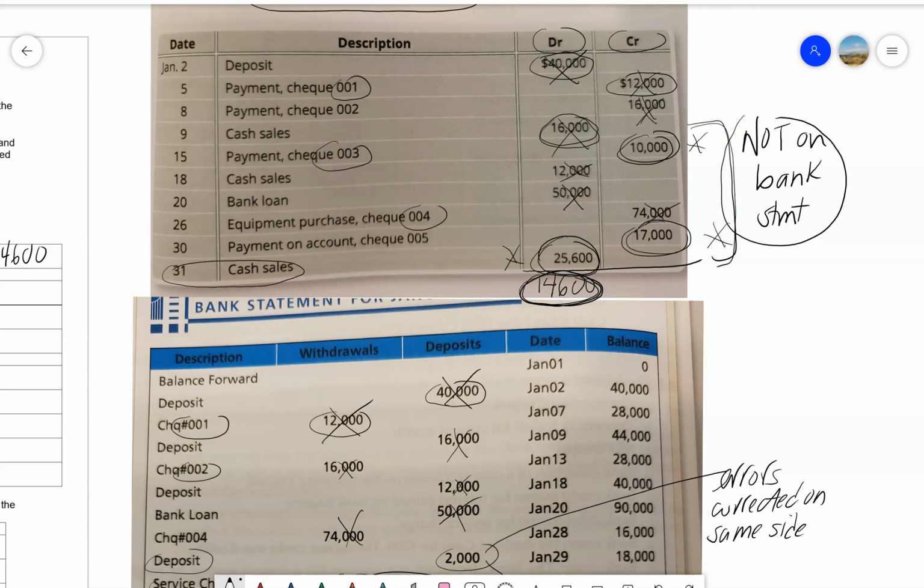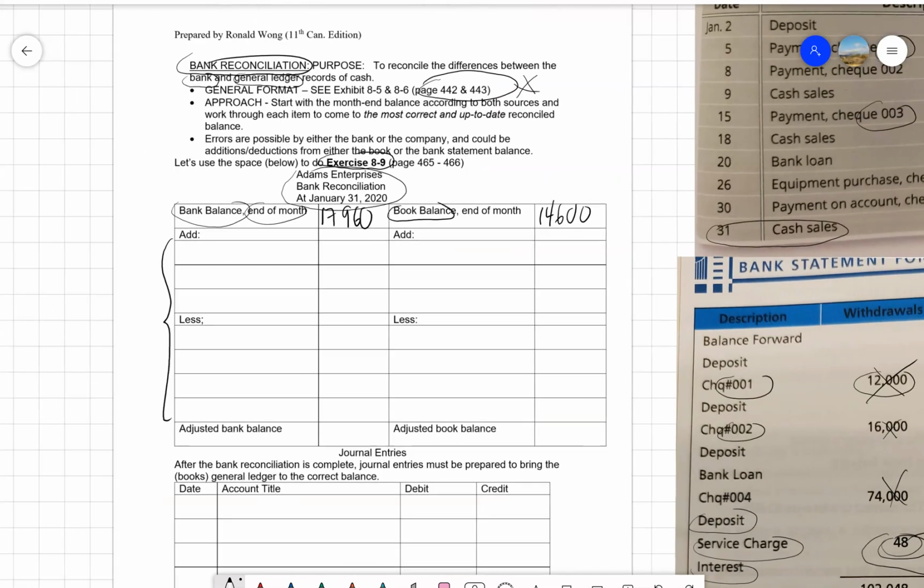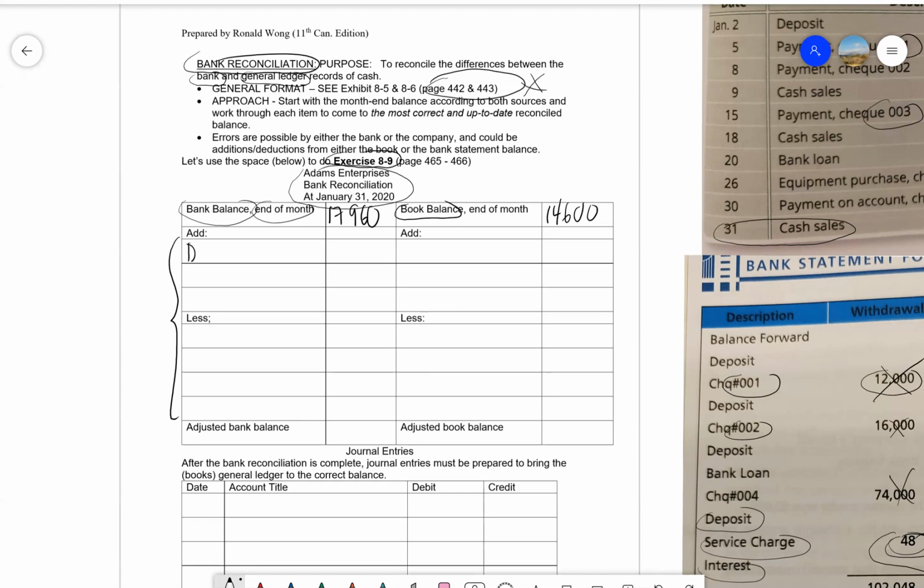We have this deposit that has not shown up on the bank statement. That's referred to as a deposit in transit. So we have this deposit in transit that we're going to add because it's not yet on the bank statement, but it'll show up later on. Once again, that's a timing difference.